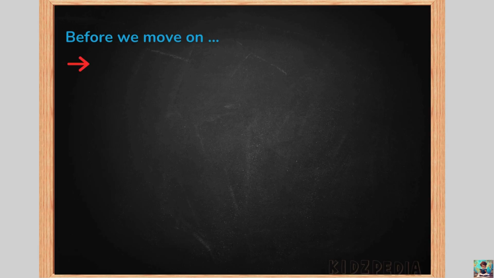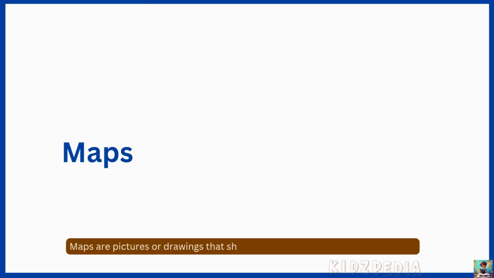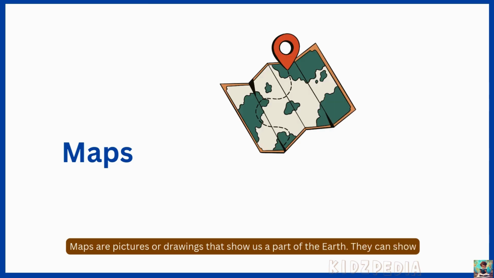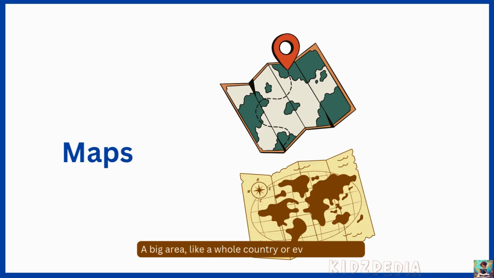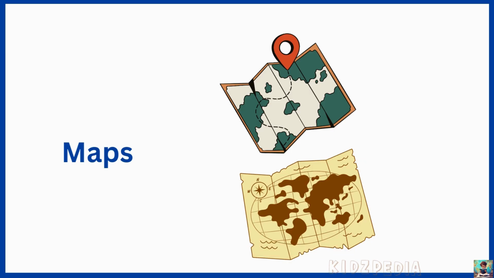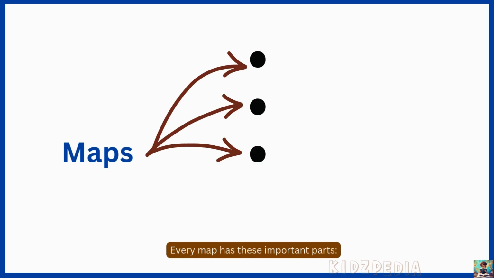Before we move on, maps are a very useful tool to represent an area of the earth, whether small or large. The main components of maps are distance, direction, and symbols. So what are maps? Maps are pictures or drawings that show us a part of the earth. They can show a small area like your neighborhood, a big area like a whole country, or even the world. To help us understand maps easily, every map has these important parts.